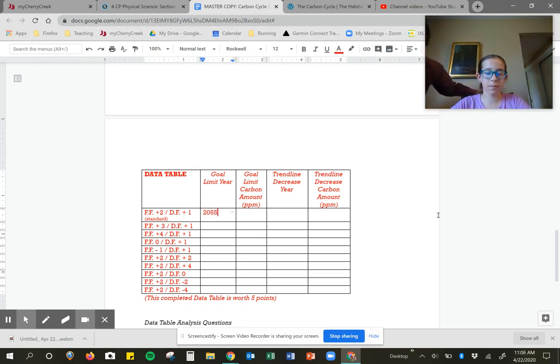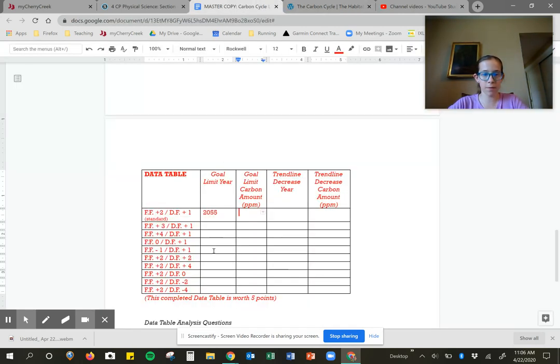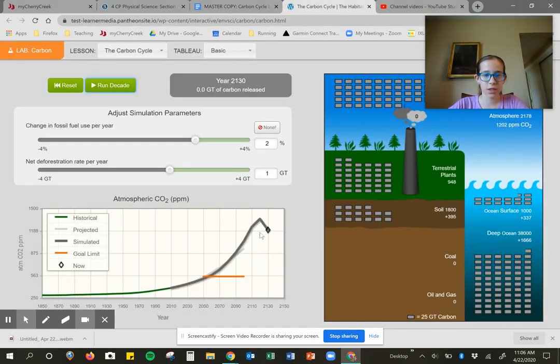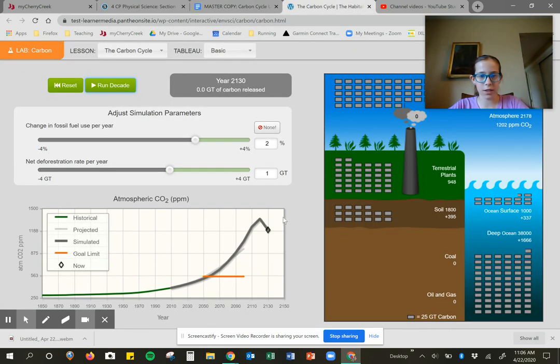So that is the year we're going to reach the goal limit? Yes. And then the carbon amount, let's just say it's about 555. How much carbon is in the atmosphere when we reach that point? Yes. And then the trend line decrease is up here. So it's 2120. And then the trend line decrease carbon amount is 1355.